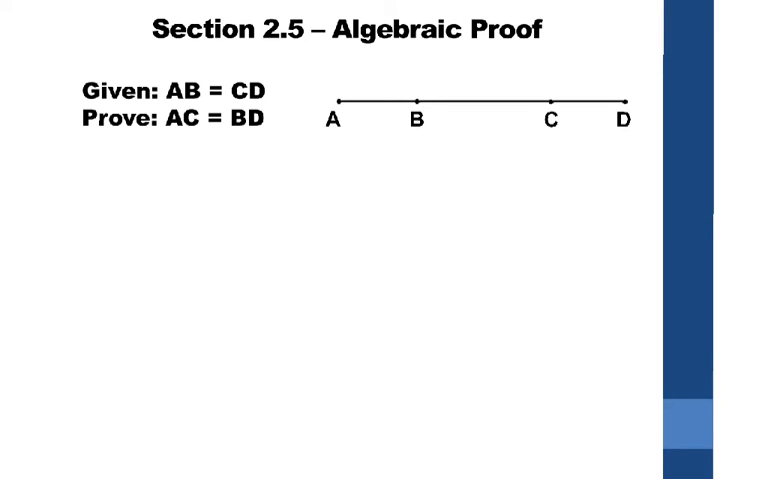Okay, what we are given here is this right here. We are given this diagram, A, B, C, D, those segments put together. And then we're given this much information about it. We are given AB equals CD. So this segment right here is equal to this segment right here. And we are supposed to prove that AC is equal to BD. Okay? So, let's get started.